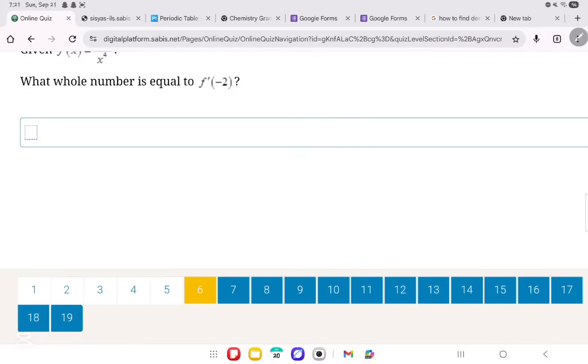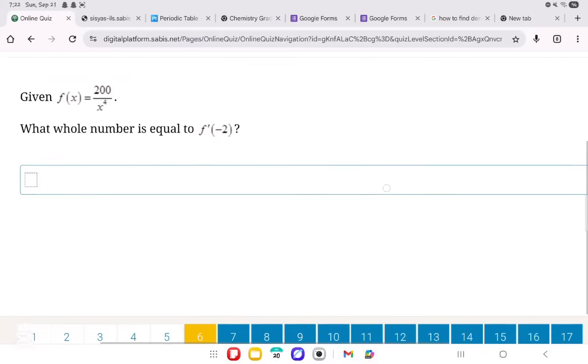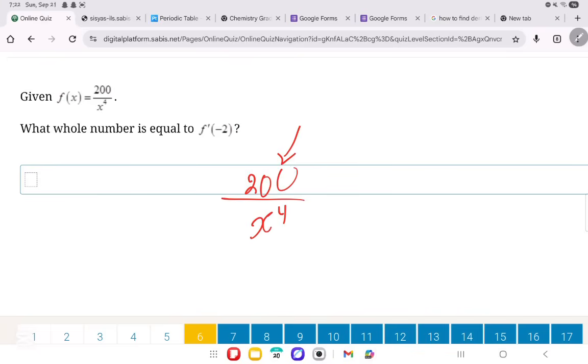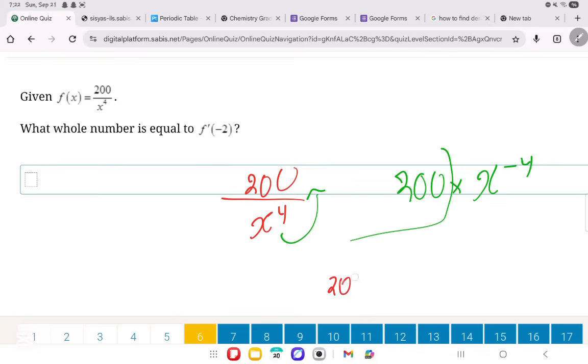Let's move on to the next question, which is question number 6. What does it say? What whole number is equal to the substitution of derivative minus 2? So what are we supposed to do? 200 over x to the power of 4. Here we don't have any nomial. It's not a monomial, a binomial, or a trinomial. It's a whole number. And then we have x to the power of 4. So in my opinion, look what we're going to do. We're going to move x to the power of 4 to the other side. So 200 times x to the power of minus 4. Now, we keep 200 alone. We don't take the derivative of 200. It stays aside. Multiplied by the derivative of this, it becomes minus 4x to the power of minus 5.